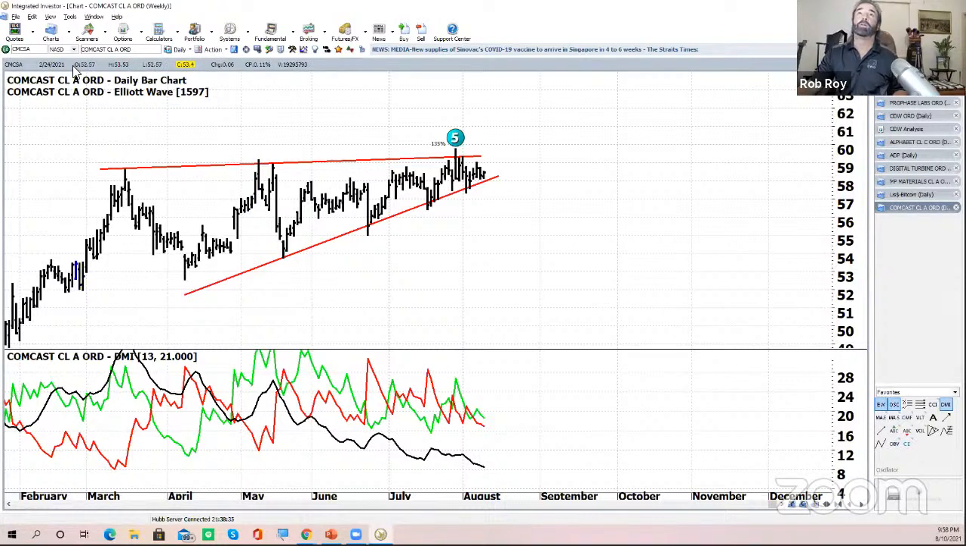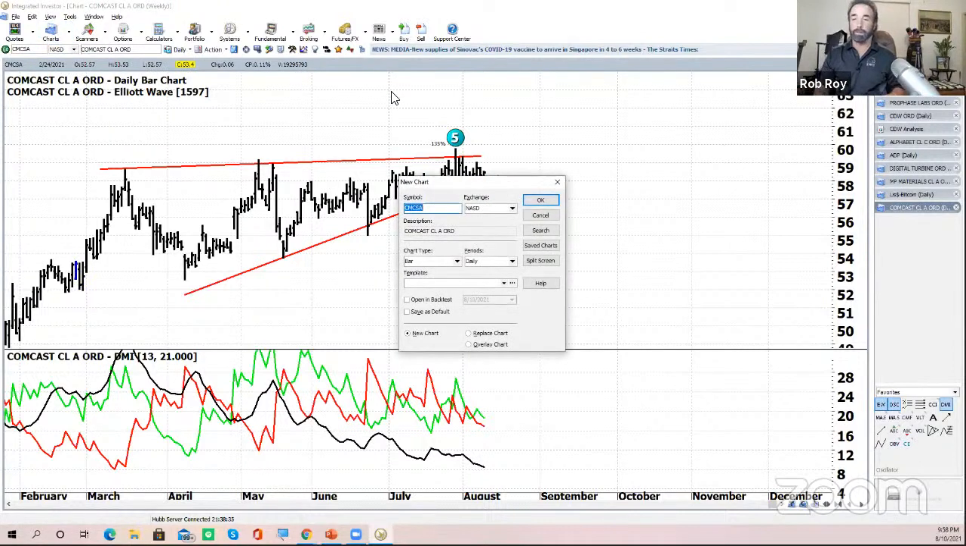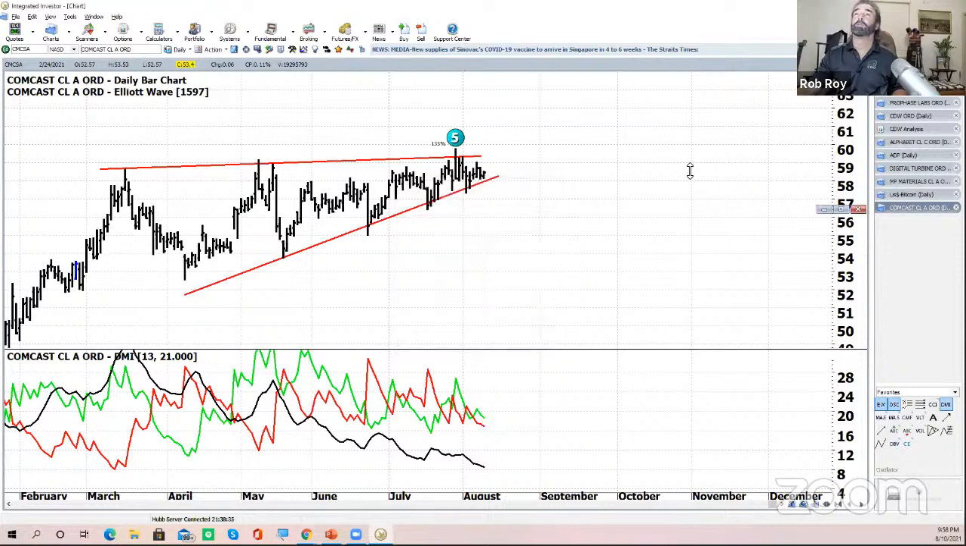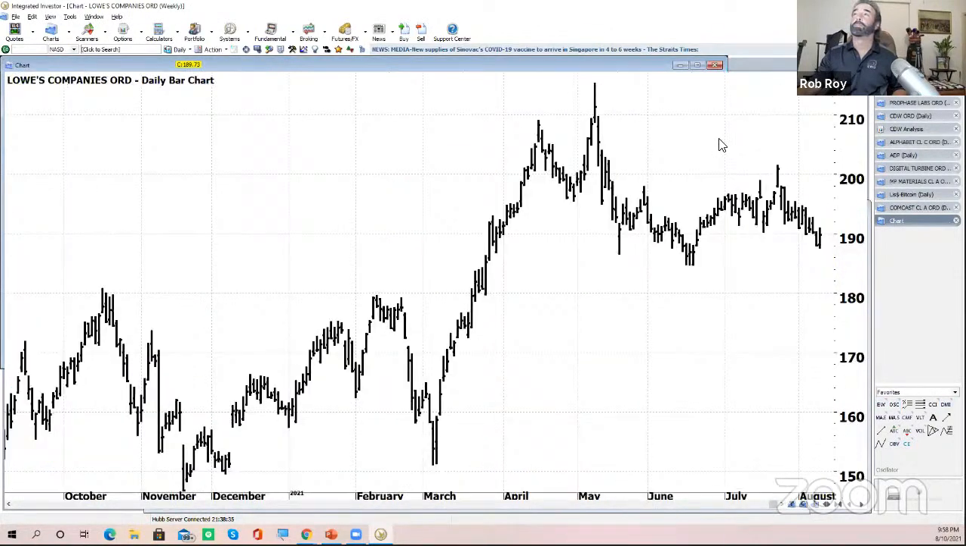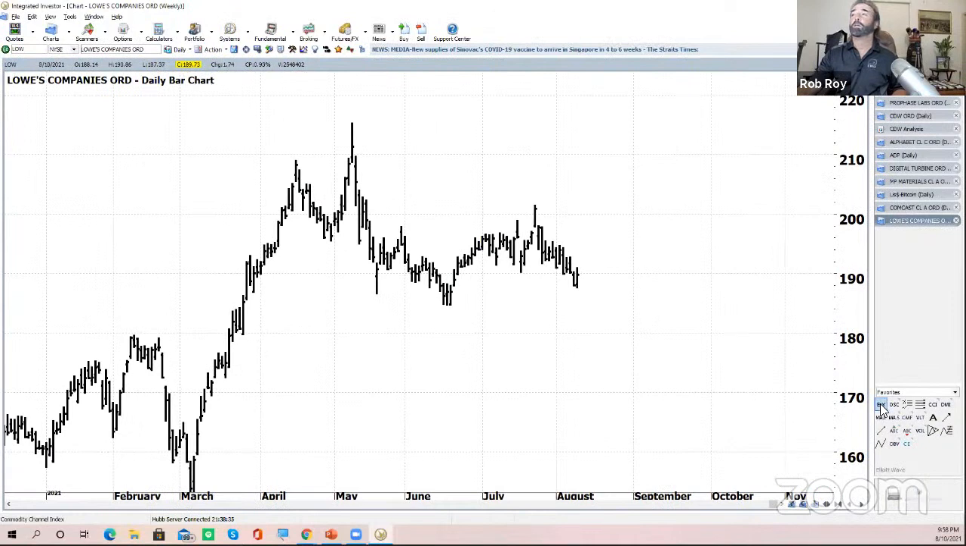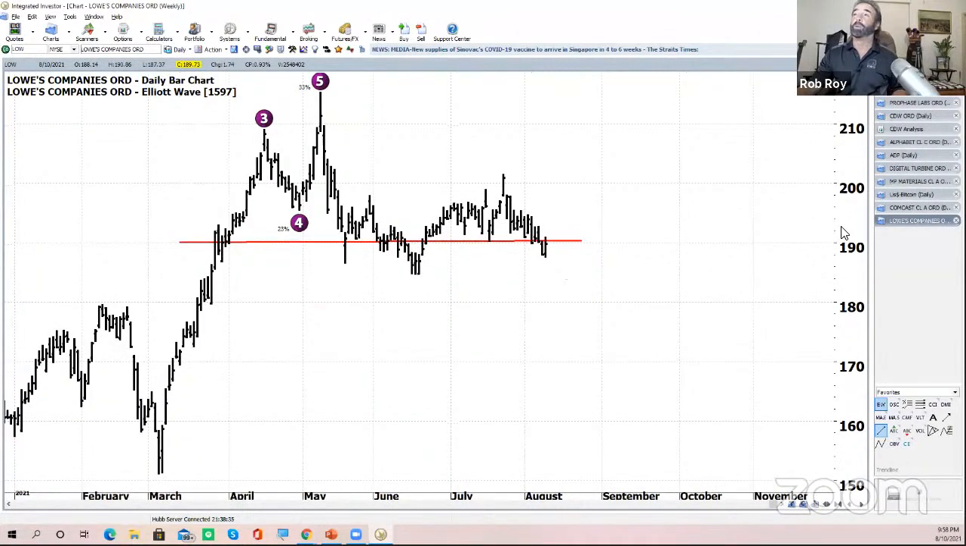Home Depot was on there. It's in the alerts for the high value portfolio. So LOW. Lowe's is right here at 190. Massive support here, so that one's pretty easy.